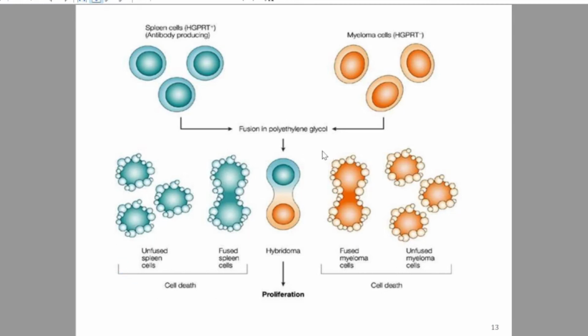The myeloma cells, although they are capable of growing indefinitely, do not grow because they do not have HGPRTase, and the de novo pathway is inhibited in the HAT media. So the only cell type ultimately that is able to grow and proliferate is the desired hybridoma cells, and we're able to isolate it using the HAT media.